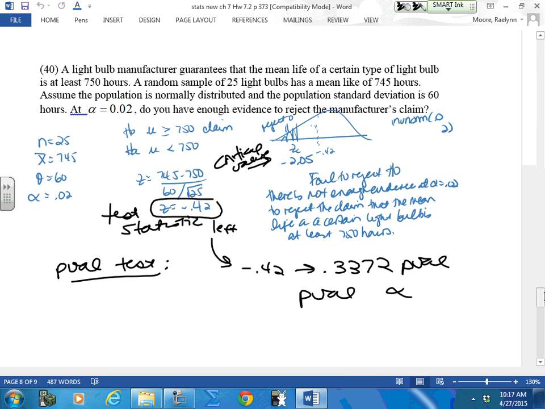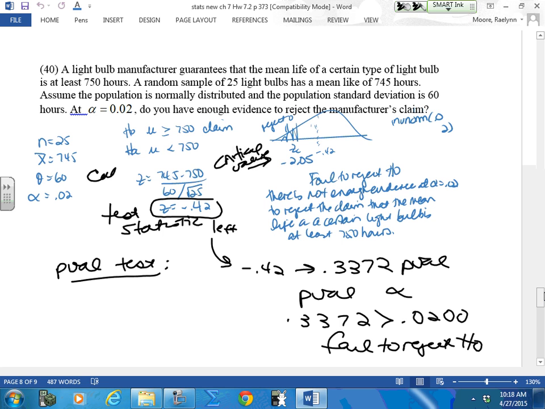So we test this against your level of significance. My level of significance was 0.02. You are greater than, so your decision is fail to reject H0. Now, when you do this in your calculator, it's not as visual as this. When you say greater than, you're really just putting it in those words: greater than, fail to reject. I like the visualness of looking at the sketch.